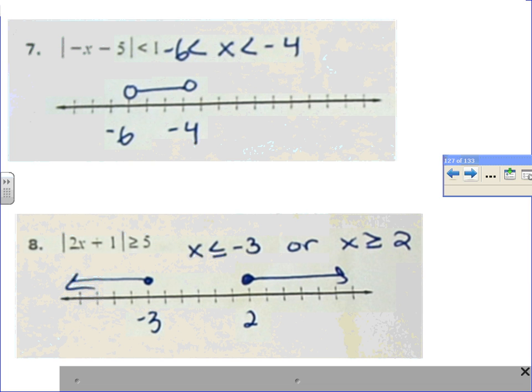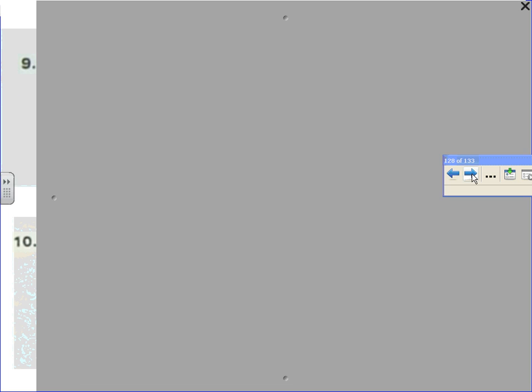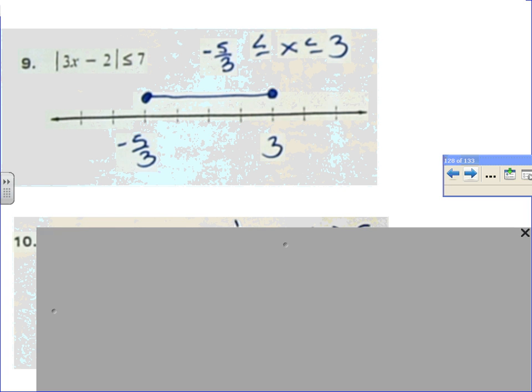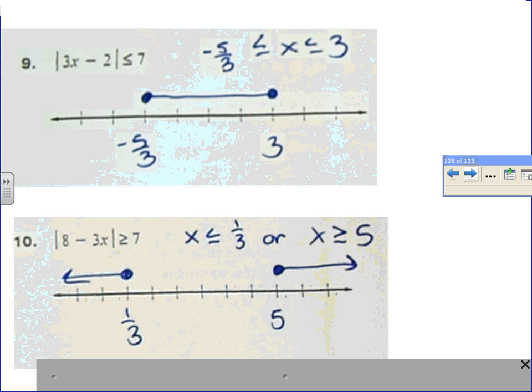You guys doing okay? Okay, number 9. X is less than or equal to 3, and x is greater than or equal to -5/3. Filled in circle, connect in the middle. If you have a decimal, that's fine. Or a mixed number, -1 2/3, or -1.6 repeating. Number 10, x is less than or equal to 1/3, or x is greater than or equal to 5. Filled in circle, arrows going in opposite directions.